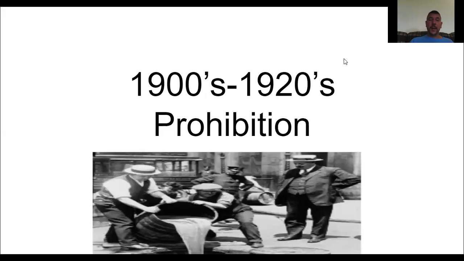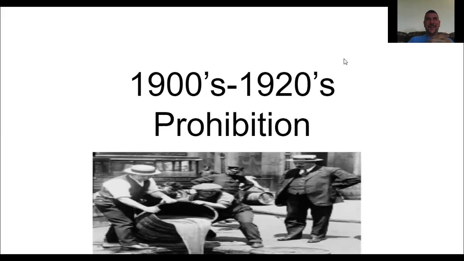Hey class, welcome back. We're still talking about the 1920s, and we are talking about prohibition today. When I say the word prohibition, it means that they outlawed selling alcohol. You couldn't purchase alcohol during this time. It was made an actual amendment to the Constitution.